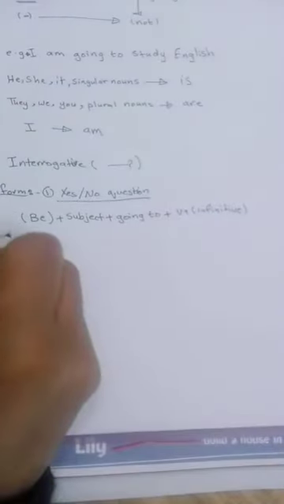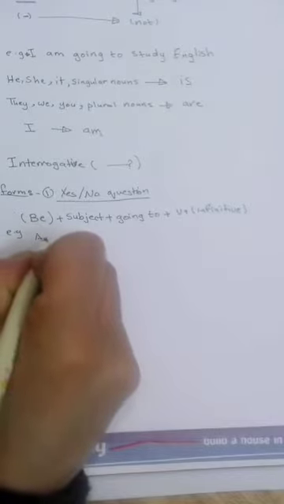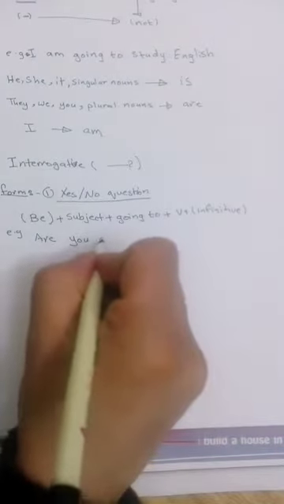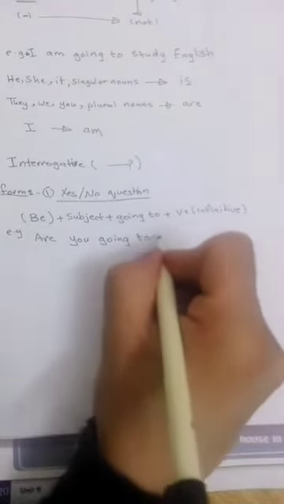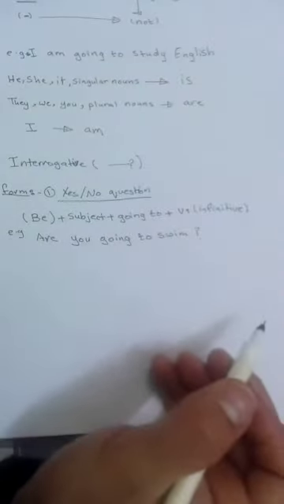I will give you an example. Are, this is the verb to be. Are you going to swim? This is what? This is an interrogative question, or yes or no question, and we used going to with it. We are asking about future plans.